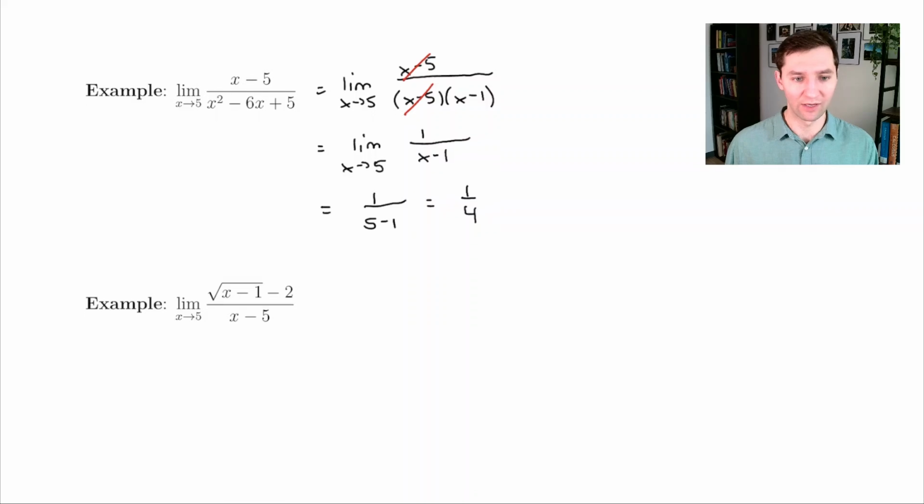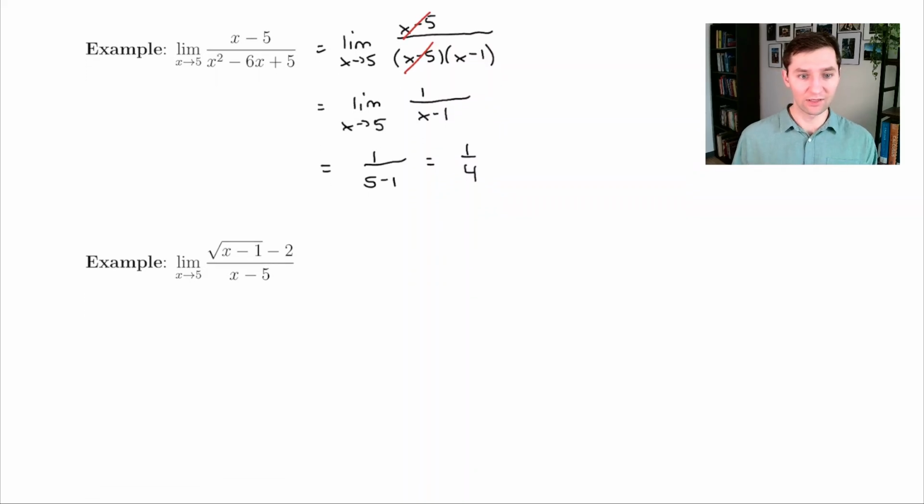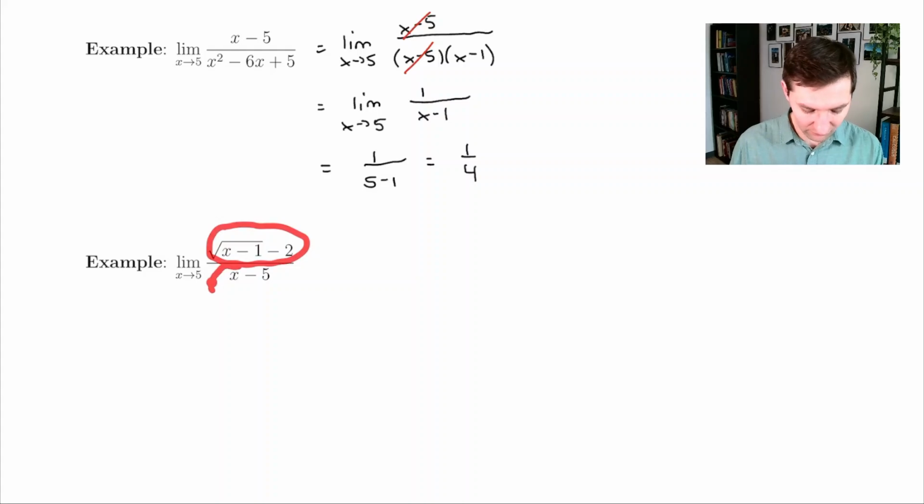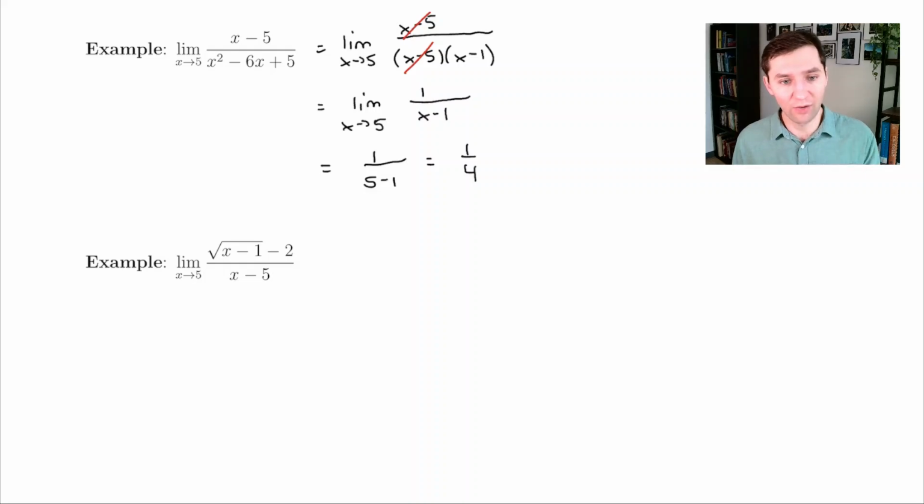Let's try one more example. Here I have the limit as x goes to 5. Now, if I plug in 5 to the numerator, I get 0. Plug in 5 to the denominator, I also get 0. This is an indeterminate form of 0 divided by 0, which means I have to apply some algebraic technique to compute this limit. The algebraic technique we use with square roots is called multiplication by a conjugate.